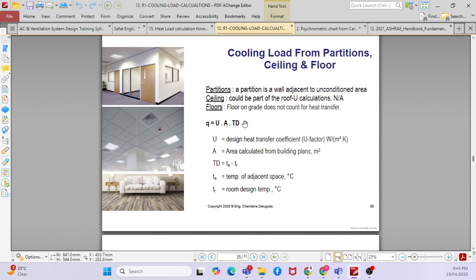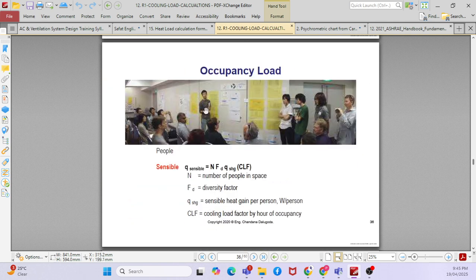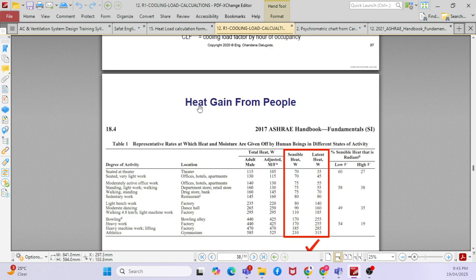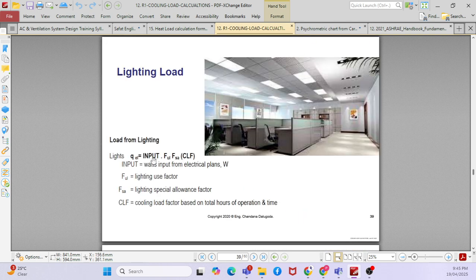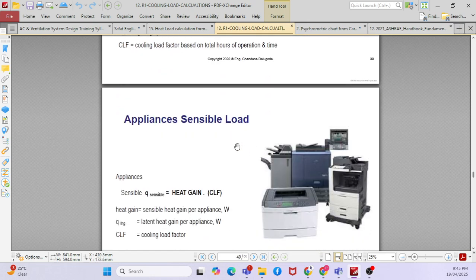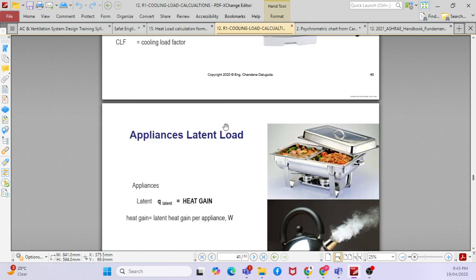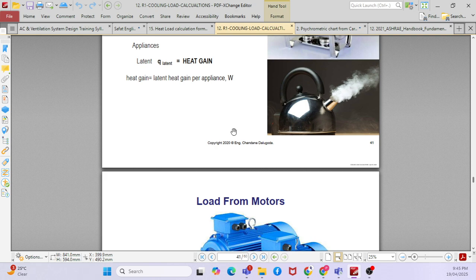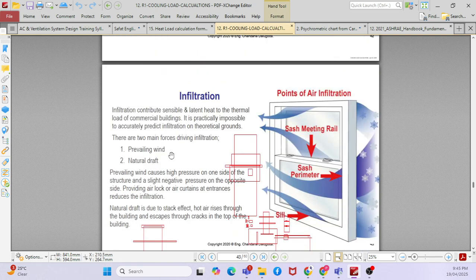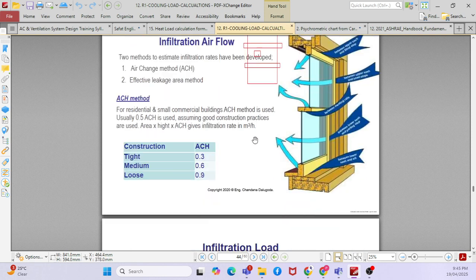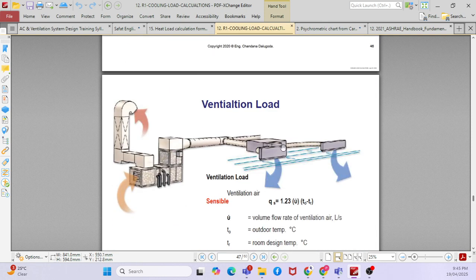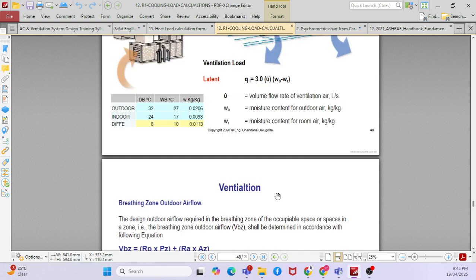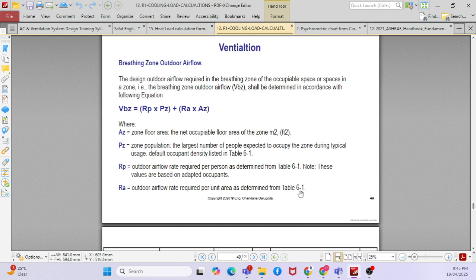What is the equation? How to calculate? Cooling load from occupancy, how to calculate? And for the heat gain from the people, how to calculate? There is a people sensible load and latent load. How to calculate the lighting load? And how to calculate the appliance sensible load, the appliance latent load, motor power, infiltration airflow rate, infiltration load, right? There is a ventilation load here, and how to calculate the ventilation, right?